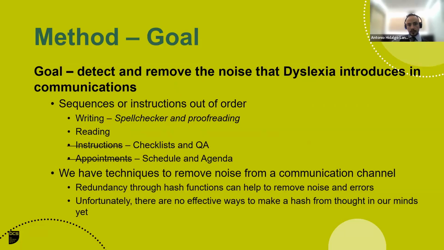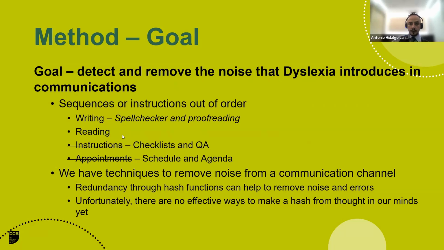So the method, as I was saying, my goal in this case is trying to detect and remove the noise that my typos and my dyslexia introduce in my communications. We have cases where a spell checker or proofreading can be done quite well with writing. In terms of reading, a spell checker is not going to help you. If you read something wrong, you're going to be reading wrong. But what other techniques can we talk about?